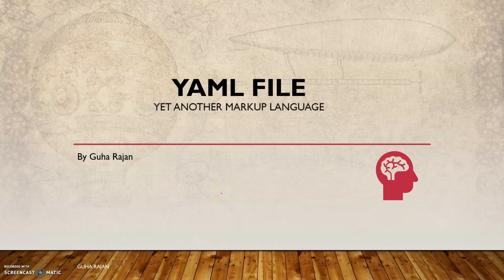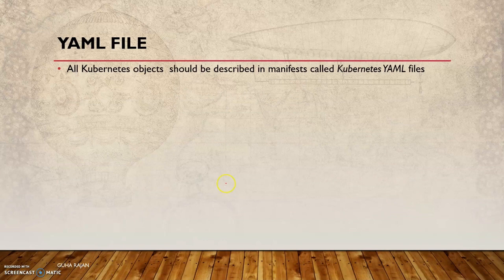Let's now look at the YML file. This is similar to the Docker file we saw earlier. In fact, a YML file is also used in Docker Swarm, which is something like Kubernetes, but it is not as flexible as Kubernetes, so there also we use a YML file. If you look at what a YML file is, all Kubernetes objects should be described in a manifest, and that's called the Kubernetes YML file.